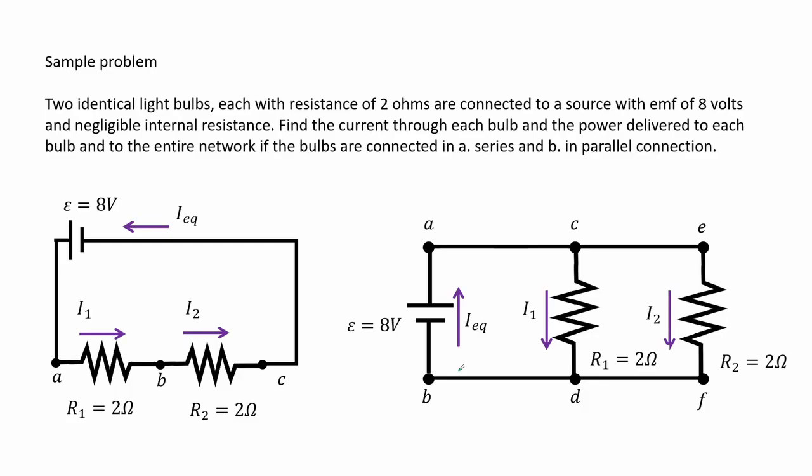Sample problem. Two identical light bulbs, each with resistance of 2 ohms, are connected to a source with EMF of 8 volts and negligible internal resistance. Find the current through each bulb and the power delivered to each bulb and to the entire network if the bulbs are connected in A series and B in parallel connection. We refer to the figures below.